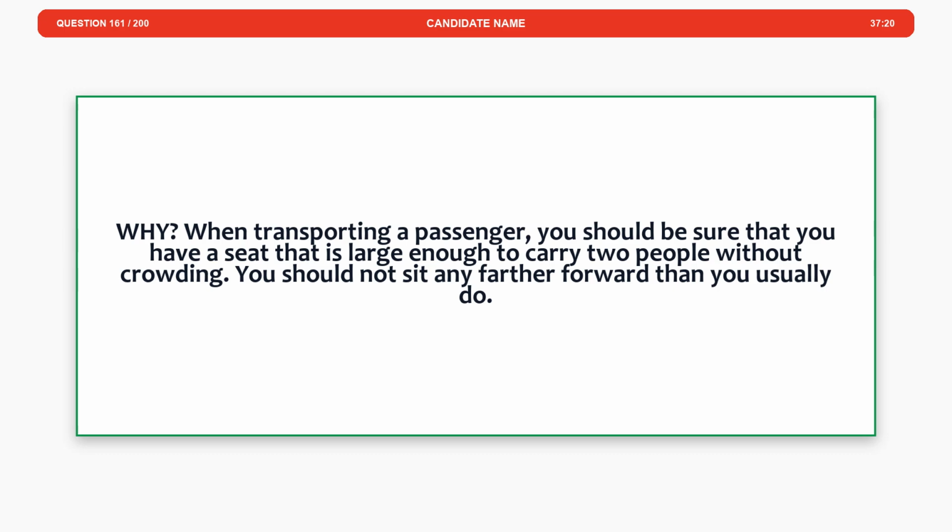Explanation. When transporting a passenger, you should be sure that you have a seat that is large enough to carry two people without crowding. You should not sit any farther forward than you usually do.